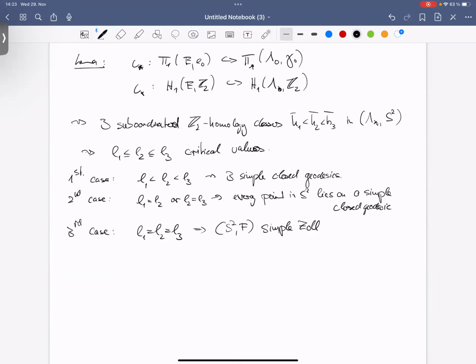This last case here also has an analog in higher dimensions, which I proved with Marco Mazzucchelli, without the simple, of course, where you need that a certain set of critical values in the loop space coincide. It's a more classical Morse theoretic picture there.